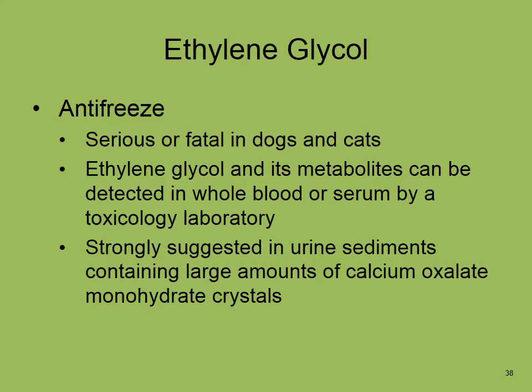Ethylene glycol and its metabolites can actually be detected in whole blood or serum if you send it away to a toxicology laboratory. Most of the time we don't have time to wait for those results, but it can be done. It's strongly suggested by looking at urine sediments. If your urine sediment contains a large amount of calcium oxalate monohydrate crystals, there's a really good chance this is an animal with ethylene glycol poisoning, especially if they've had known exposure to ethylene glycol.